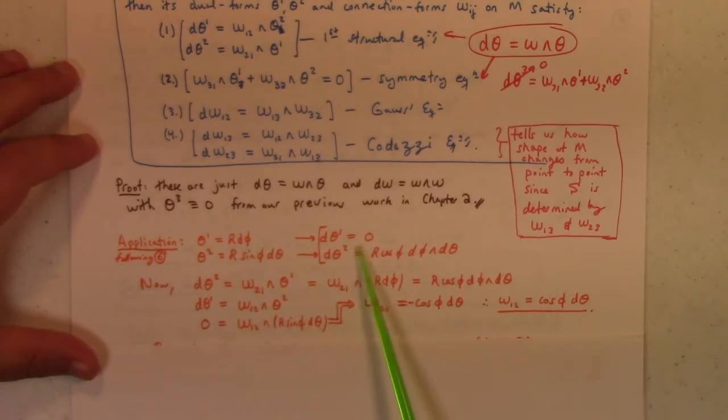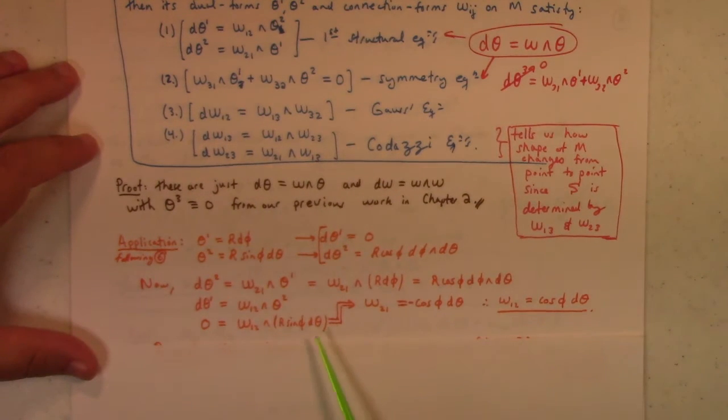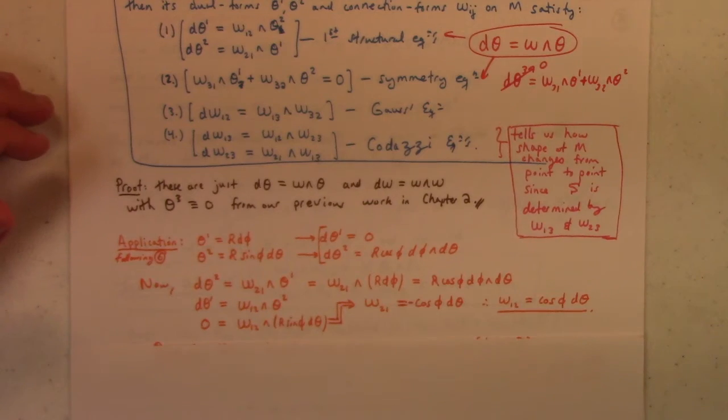But d theta 1 was 0, so 0 equals omega 1, 2 wedge r sine phi d theta. This right here kills any hope for there being a phi part of omega 2, 1, which is equal to minus omega 1, 2, which tells me that my guess before was in fact the totality of what we should have, minus cosine phi d theta. Then using antisymmetry of the form, I get omega 1, 2 is equal to cosine phi d theta. And there you have it. All right.